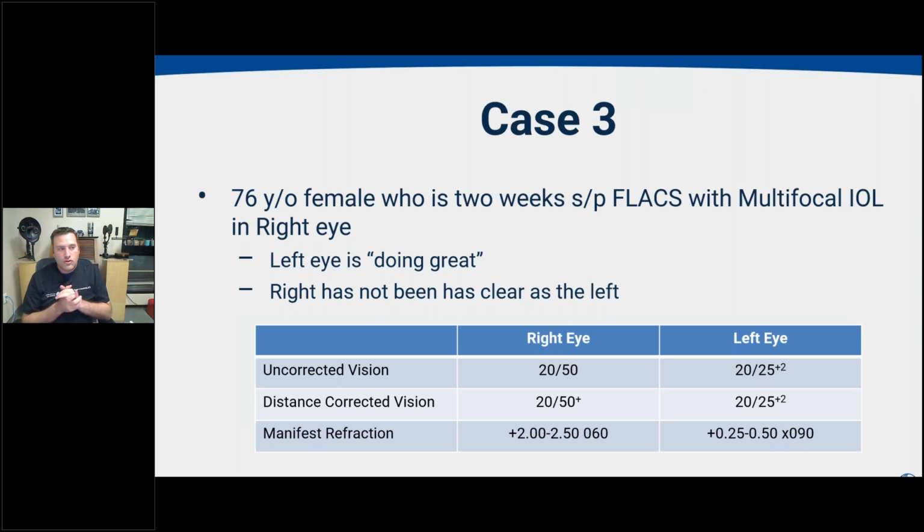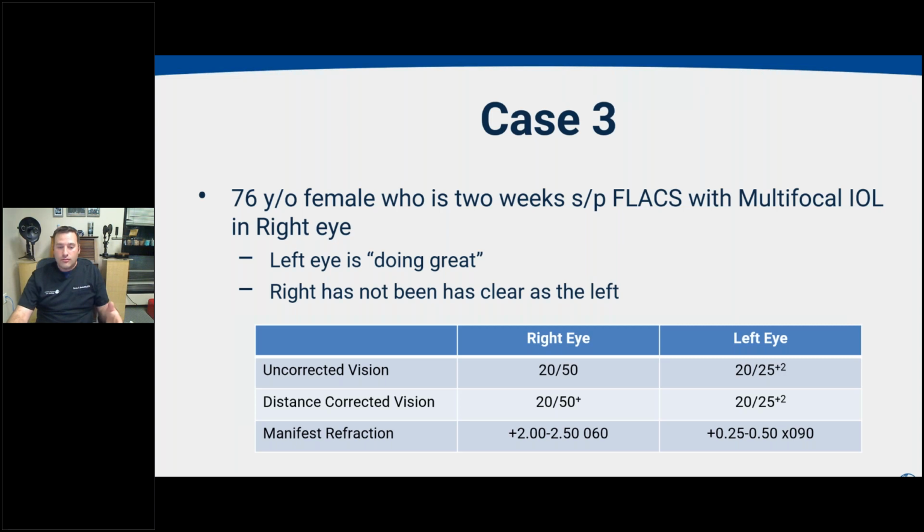So this was another patient of mine, a 76-year-old female, in whom I placed a multifocal lens in her left eye, and 2 weeks later placed the multifocal lens in her right eye. She was about 2 weeks after surgery in the right eye, and she said the left eye was doing great, everything was perfect almost from day one, but the right eye really isn't as good, and she was obviously concerned as to why.